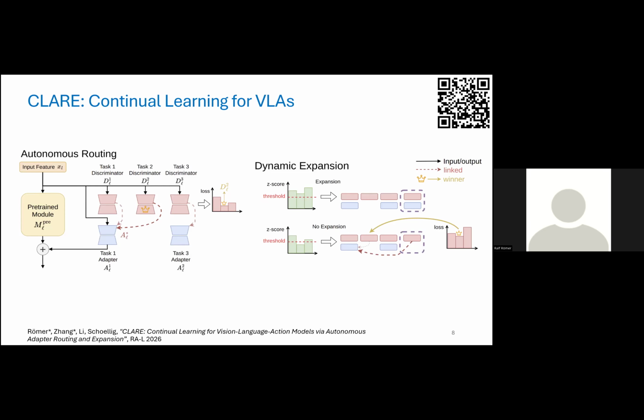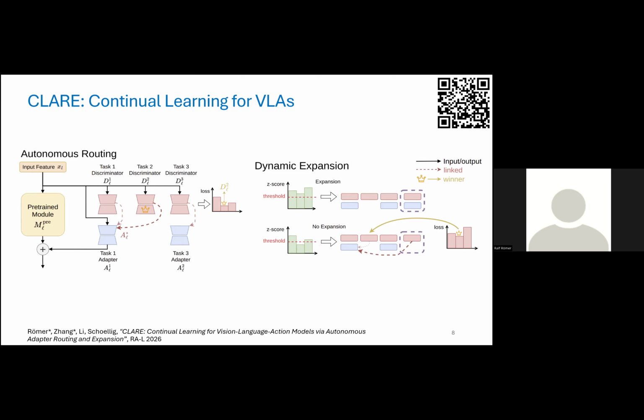In this case, we need to store knowledge about the new task in a new adapter. If that's not the case, if one of the discriminators produces a small loss, this means that the new features for this particular task are very similar to one that we already learned.